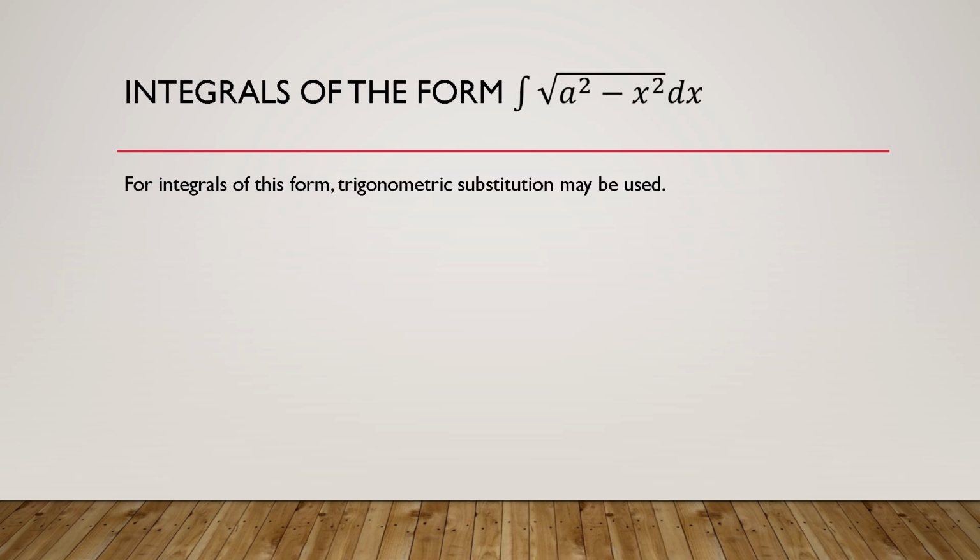Integrals where the integrand is of the form of the square root of a squared minus x squared, where a is an integer, may be solved using trigonometric substitution. If we construct a right triangle with a as the hypotenuse and x on one side, then the length of the other side will be the square root of a squared minus x squared. We can then set one of the non-right angles as theta. This way we can relate theta to the sides of the triangle.